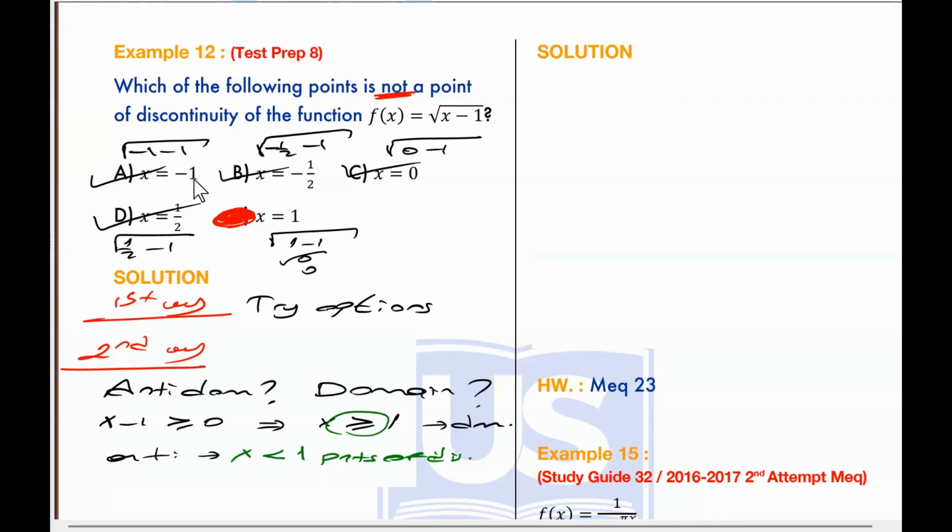Negative 1 is less than 1. Negative 1 over 2 is less than 1. 0 is less than 1. 1 over 2 is less than 1. So all the numbers in these options are less than 1, and are points of discontinuities. But x equals 1 is not less than 1, so it's not a point of discontinuity. Okay. So you'll solve the question by finding the domain first and reversing the result, you'll find anti-domain, the points of discontinuity.